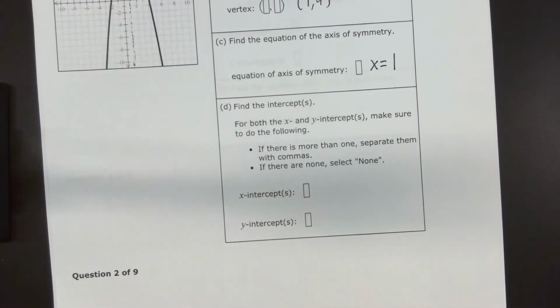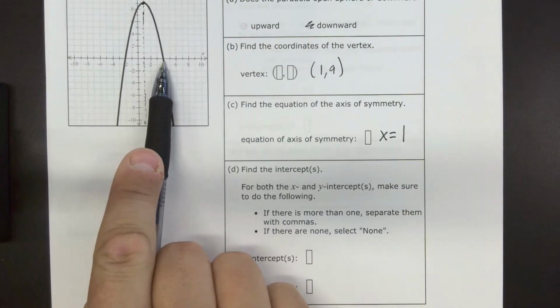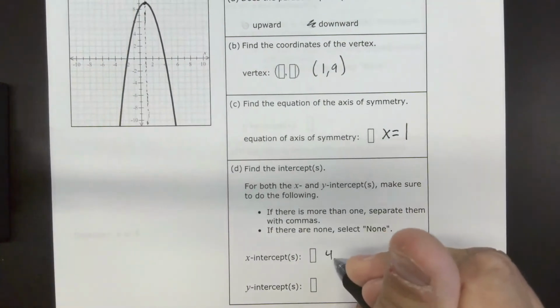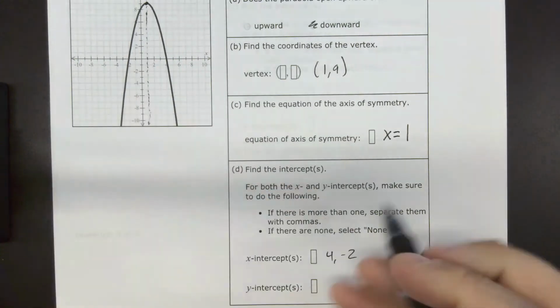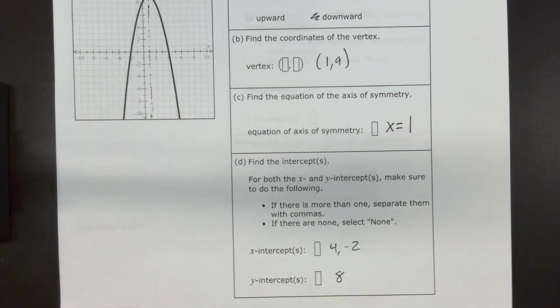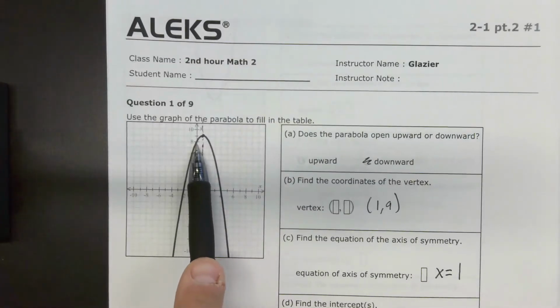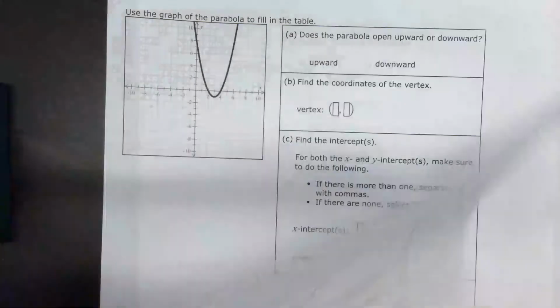And then it asks for your x and y intercepts. So your x-intercepts here would be 4 and negative 2, and your y-intercept would be 8. Does it matter if you put 4 and negative 2 or negative 2 and 4? It doesn't matter. Okay? It's all the way up here where it crosses. That's the y-intercept.